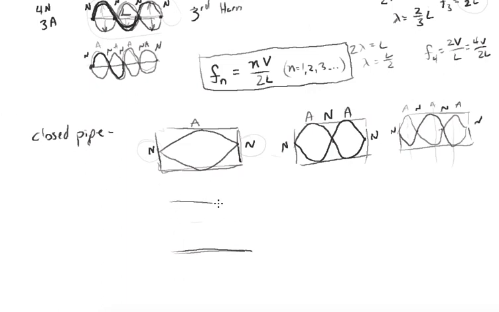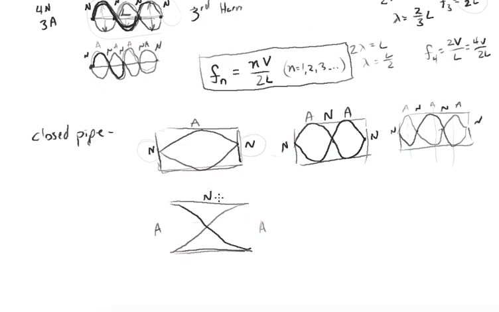So let's look at this one. We have a pipe that's open at both ends. That means at this end we can have an antinode, and this end we can have an antinode, and then in between, in order to get away, we have to have a node. So what do we get? We get something that looks like this.